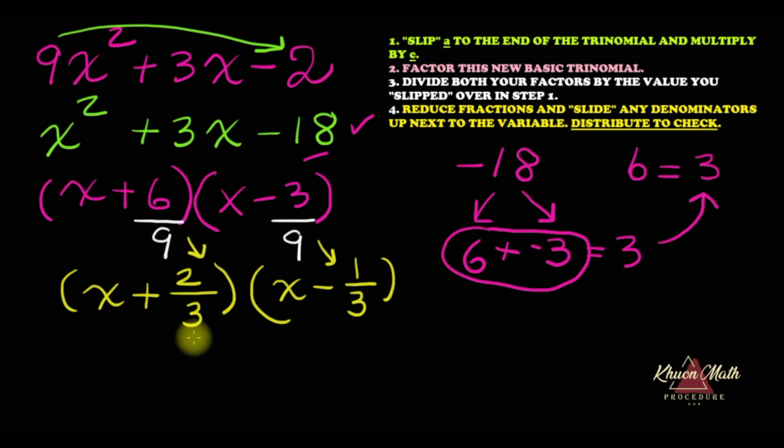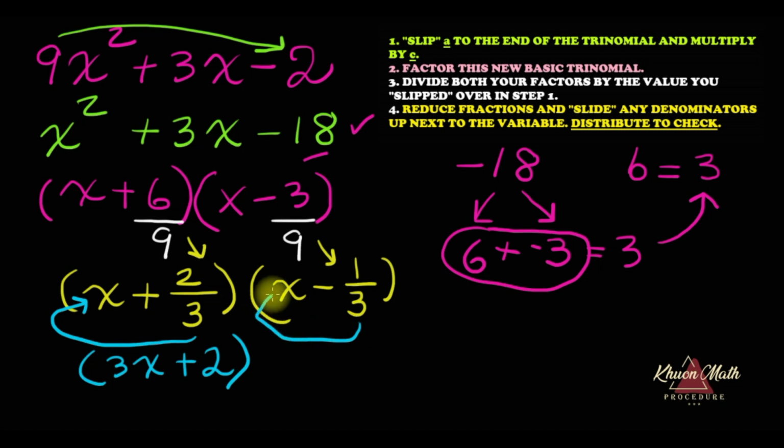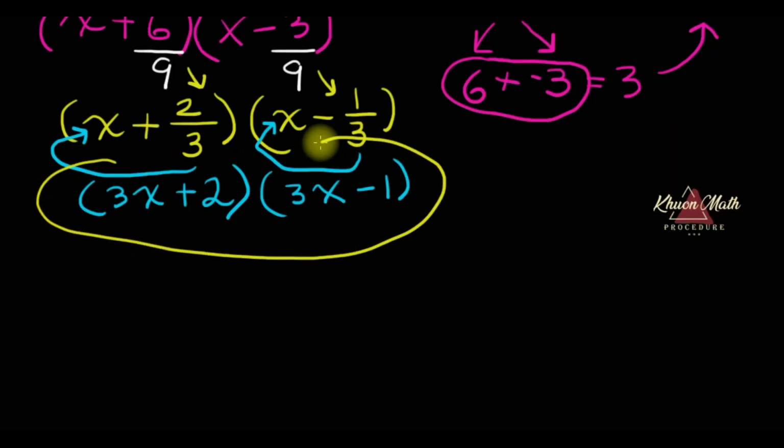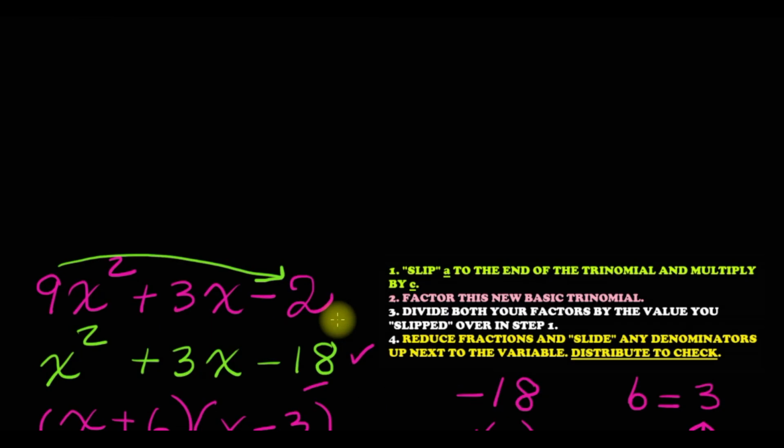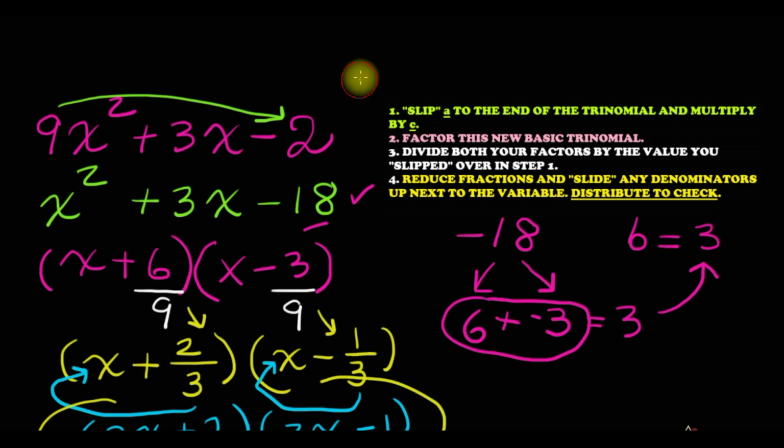So here's your denominator, the 3 is your denominator, we're going to slide that up here to the variable. So this becomes 3x plus 2, and that's one of the factors of the original trinomial. And then here, the denominator is 3, so we're going to bring that to the front. So we get 3x minus 1. All right, so there we have it, and we can always check this. Okay, we multiply these two binomials. If these are the two factors of the original trinomial, it needs to come out to 9x squared plus 3x minus 2. Let's take a look at one more.